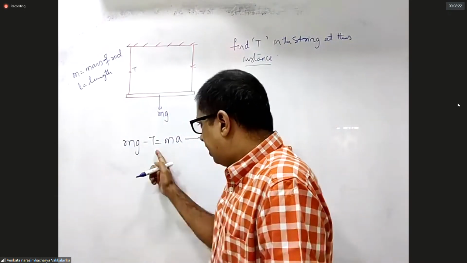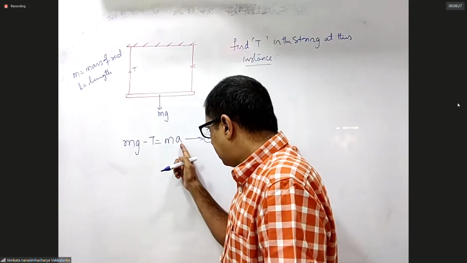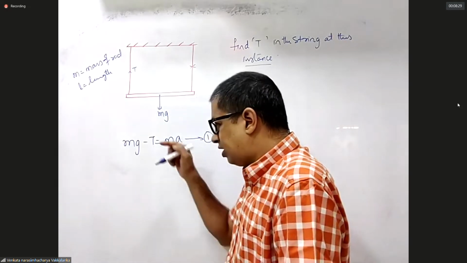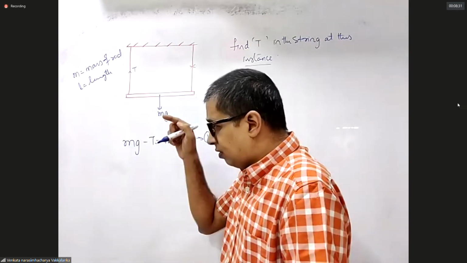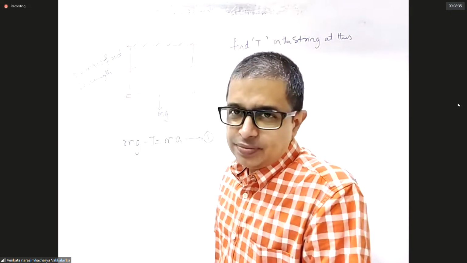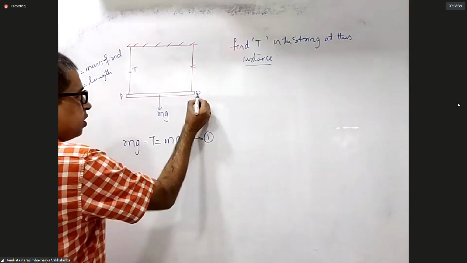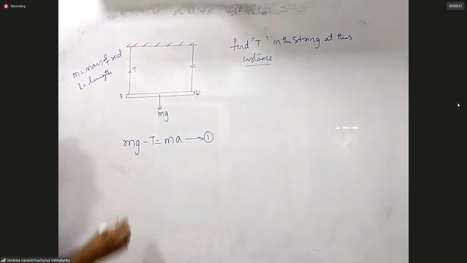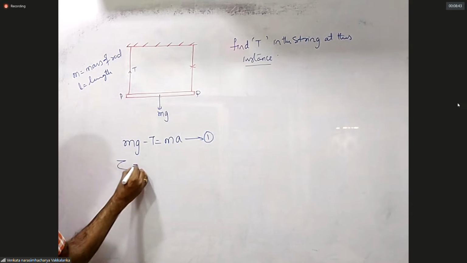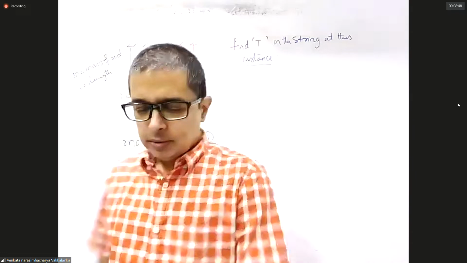And when I write translational dynamic equation, vector summation of all the forces is mass into acceleration. Acceleration is the acceleration of center of mass of the body. Now this is P, this is Q. Talk about point P. This is the key catch, the whole of the game.